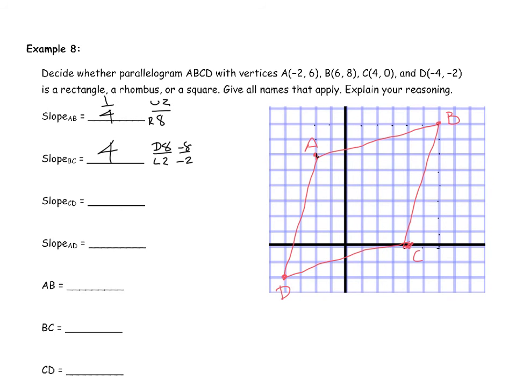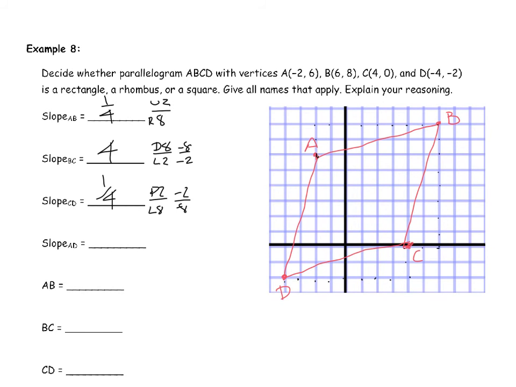So now let's look at CD. CD is supposed to be parallel to AB, so we hopefully get the exact same slope. Let's check that out. So from C, I'm going to go down 2, and to the left 8. So that's -2 over -8, and that does reduce to a positive 1/4.